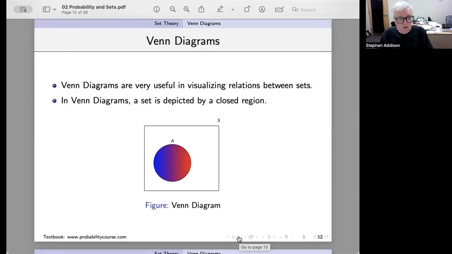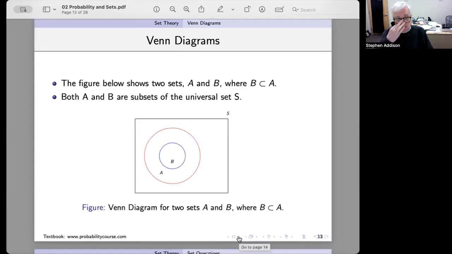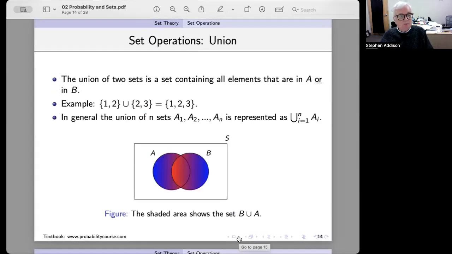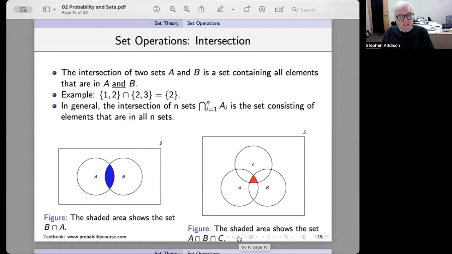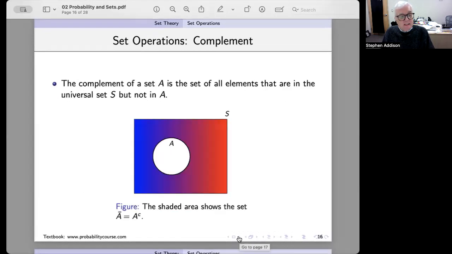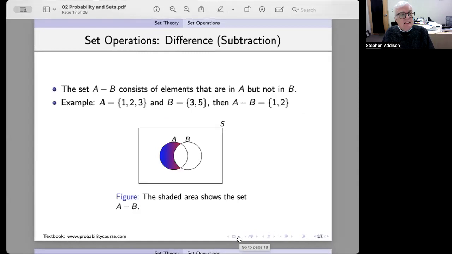Venn diagrams are used to visualize relationships between sets, and we will make use of Venn diagrams. And just some examples. You'll need to recall what the union of a set is, and the details are here. You'll need to know what the intersection of sets are, and the details are also on this slide. You'll need to know what the complement of a set is, and you'll need to be able to do a few operations like subtraction, and I just show you in principle what it is here.